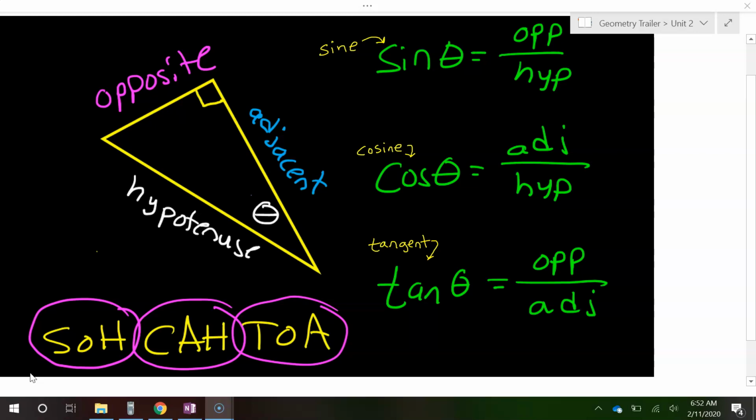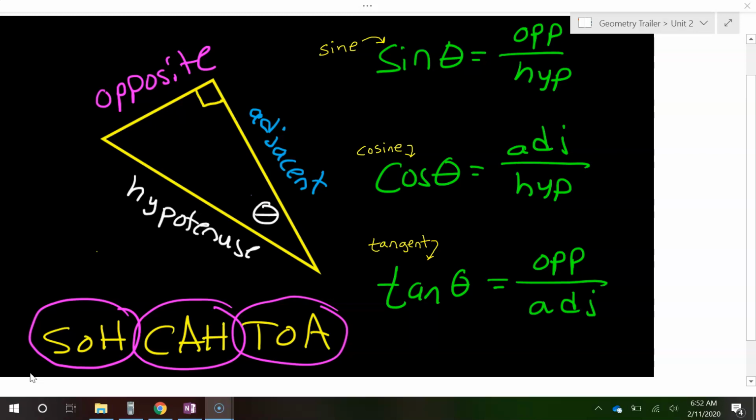For opposite and adjacent, it depends on what angle you're talking about. So focus on one angle. The opposite side will be the side across from the angle, and the adjacent side will be the side that's closer to the angle. Now, with that in mind, sine of the angle is opposite over hypotenuse, cosine of an angle is adjacent over hypotenuse, and the tangent of an angle is opposite over adjacent.